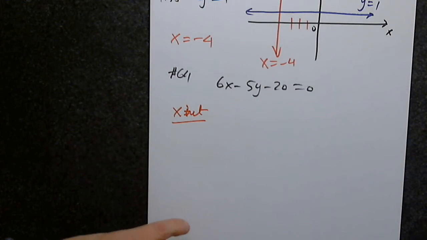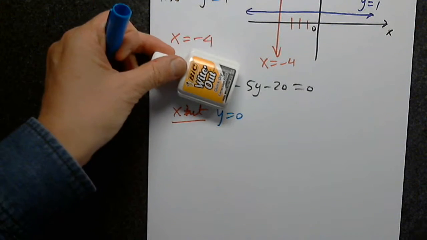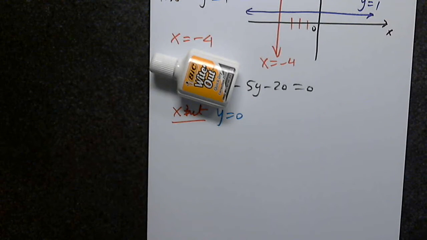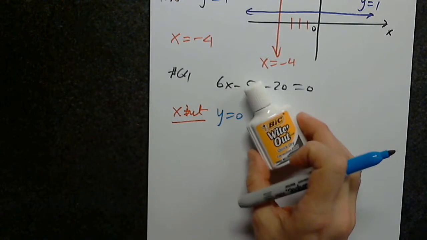So for the x-intercept, all you have to do is just cover it. Cover y, and tell me how much is x.